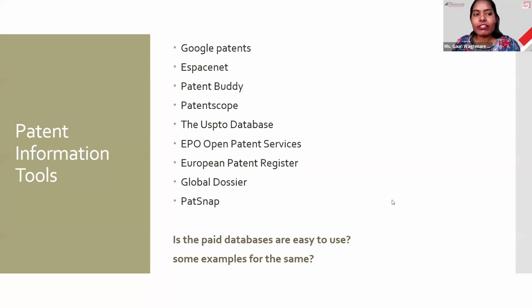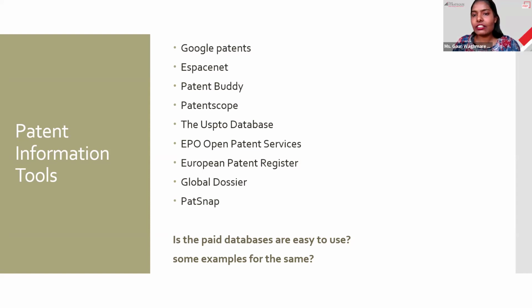If you don't have any paid database, then you can directly go for Google Patents, Espacenet or PatentScope. These are the best ones, and they are not paid databases. PatentScope is available on the WIPO website. You just need to type Google Patents and go for it.